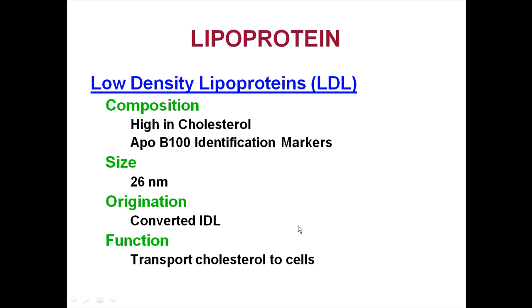So LDLs aren't really made by anything. I mean, LDLs aren't made by anything. They actually become LDLs as they're changed by the enzyme from an IDL.